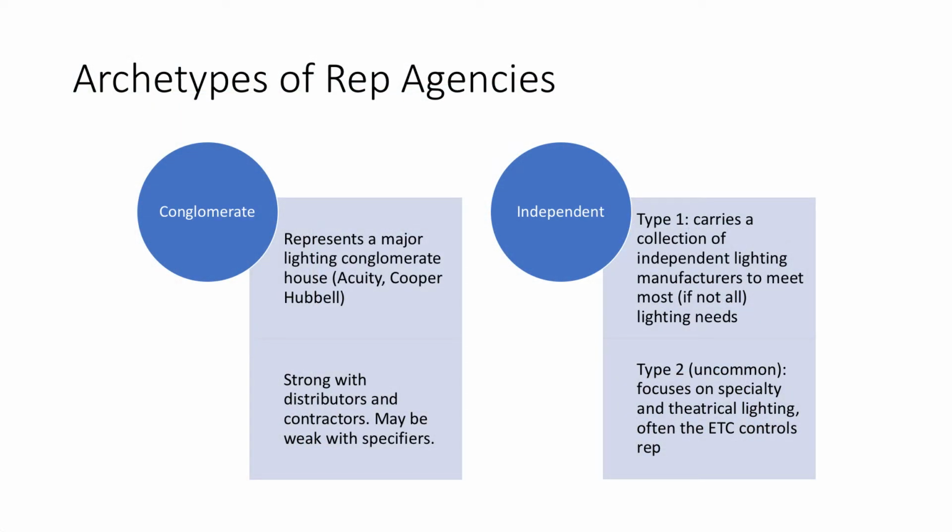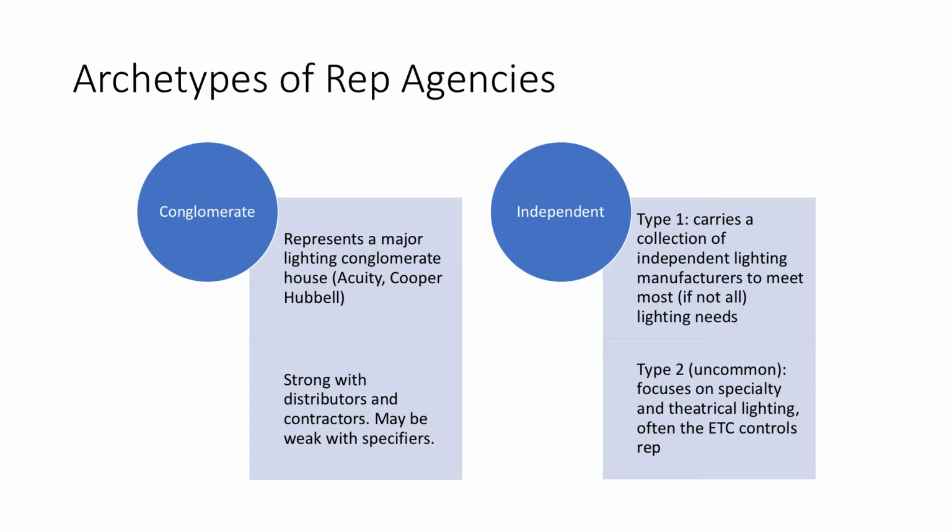There are 2 archetypes of rep agencies. There's the conglomerate, which represents a major lighting company, could be Acuity, Cooper, or Hubbell. Inside each of those umbrellas, they have anywhere from 10 to 20 or more lighting manufacturers that belong to the overall corporation. So they can be different labels. For example, Winona does RGB color changing, but they belong with Acuity.